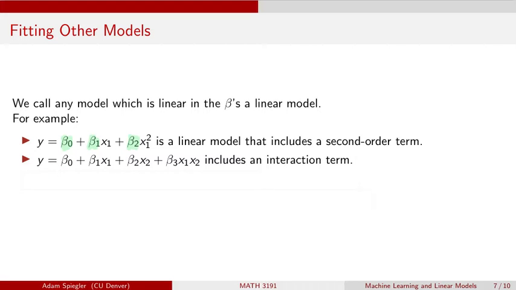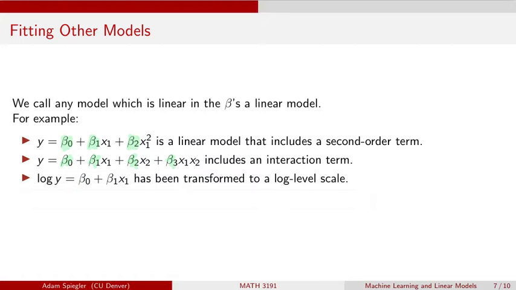Other common models that we might use in regression might be models that include an interaction term. So what happens when x1 times x2, when we include both changes to x1 and x2 in a new term. This would also be considered a linear model because each of the coefficients occurs only to the first power.